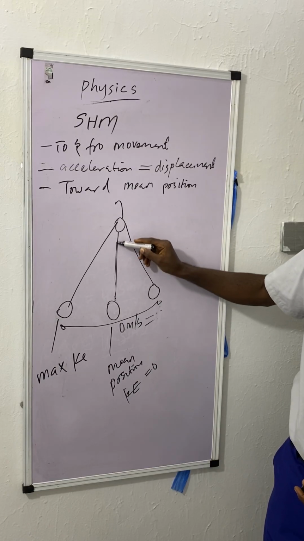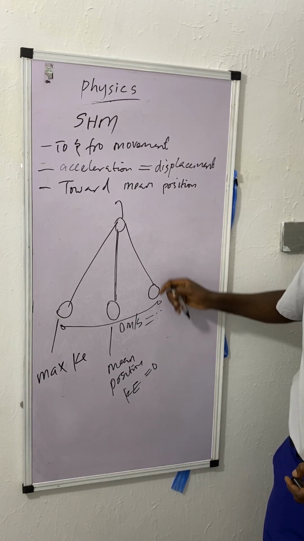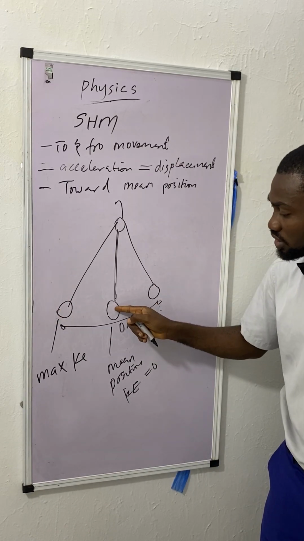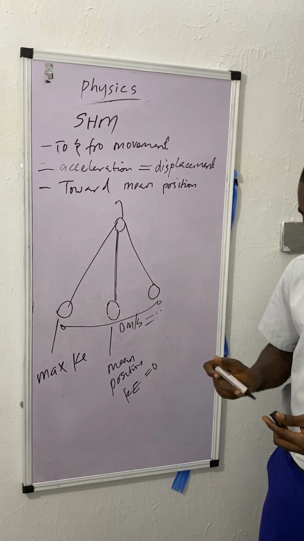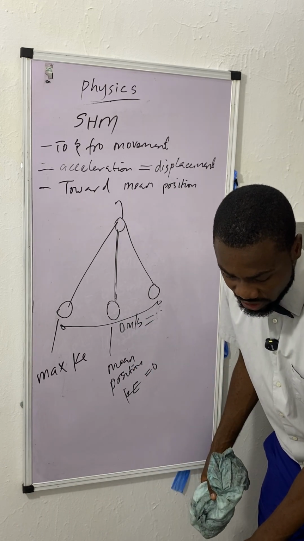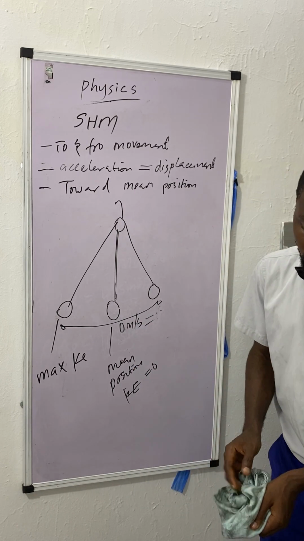Look at it here. This is the mean position. It always oscillates like this towards the mean position. It comes back towards the mean position again. Comes back towards. So this is a what? It's a simple harmonic motion. All right. It's always illustrated with a what? A pendulum bob.